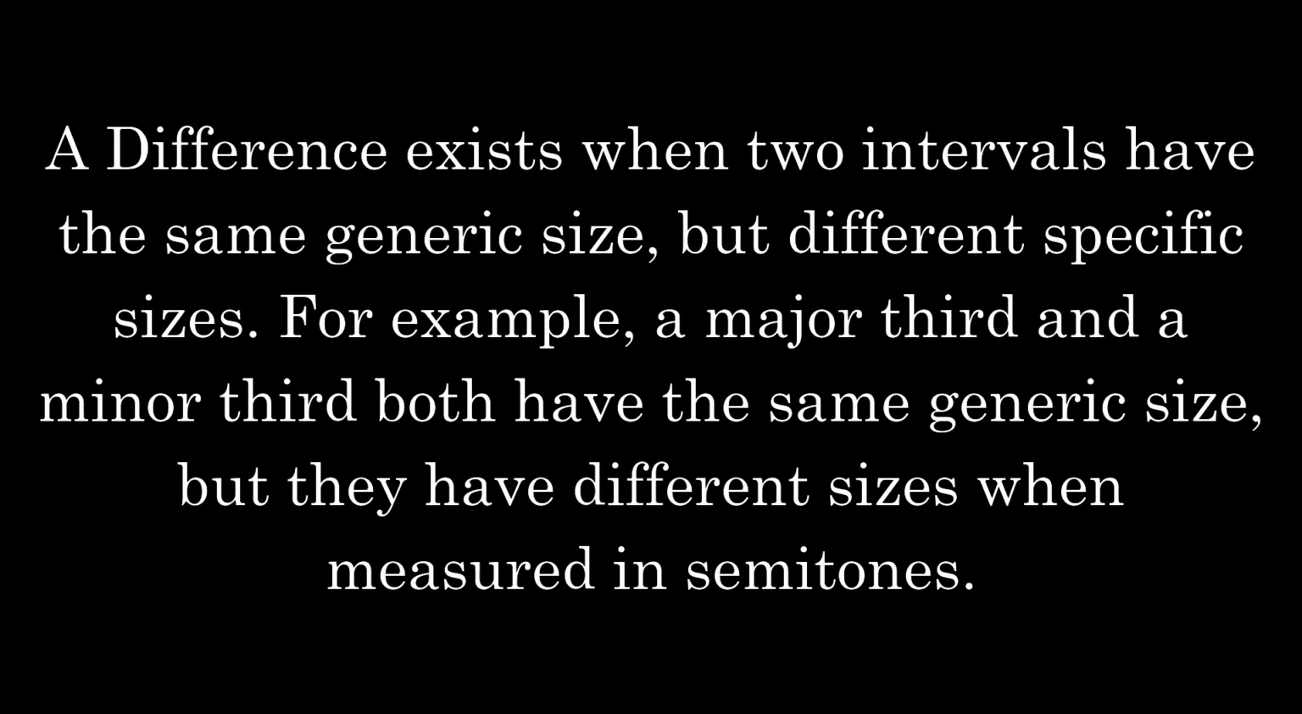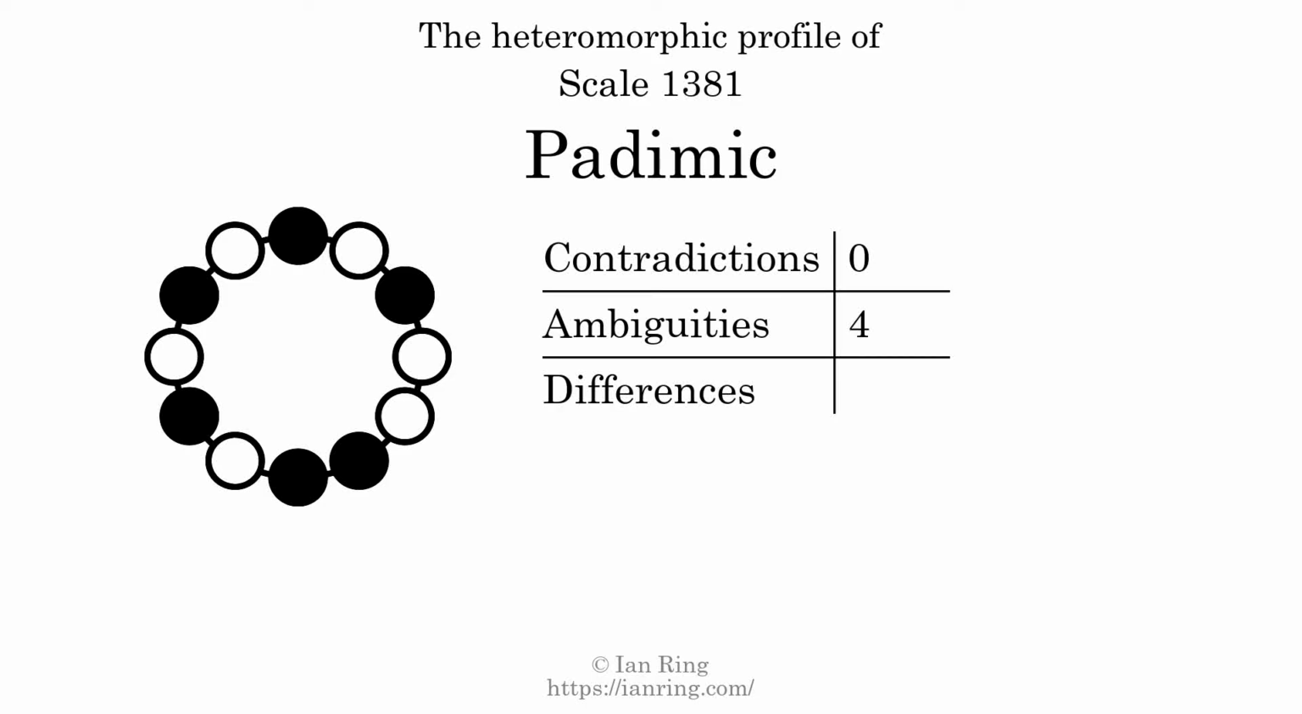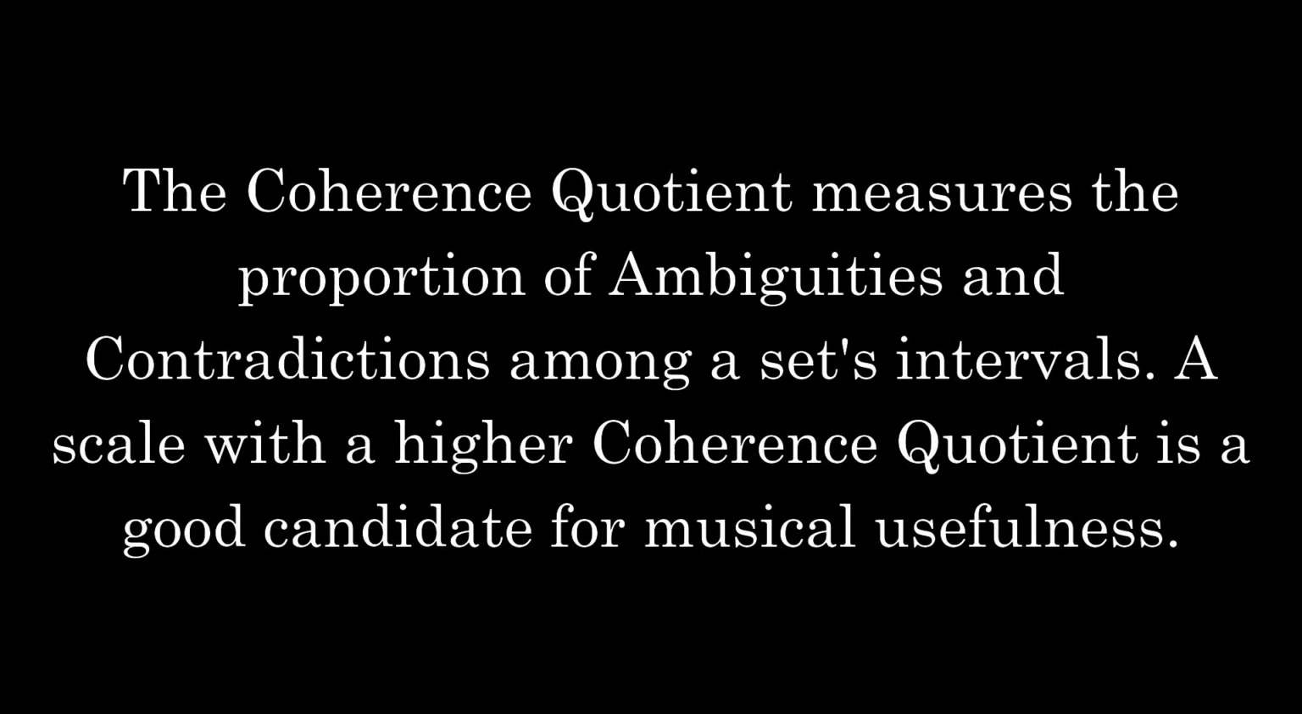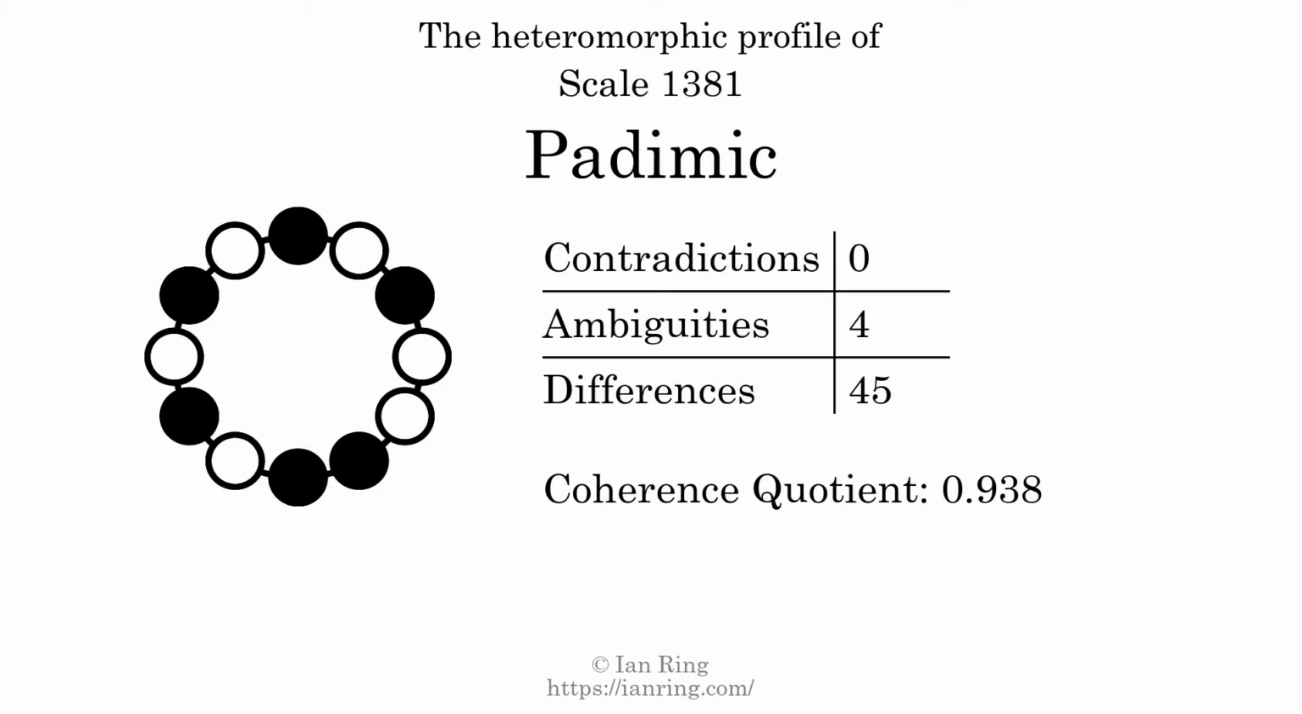A difference exists when 2 intervals have the same generic size, but different specific sizes. For example, a major third and a minor third both have the same generic size, but they have different sizes when measured in semitones. The number of differences in this scale is 45. The coherence quotient measures the proportion of ambiguities and contradictions among a set's intervals. A scale with a higher coherence quotient is a good candidate for musical usefulness. The coherence quotient is 0.938.